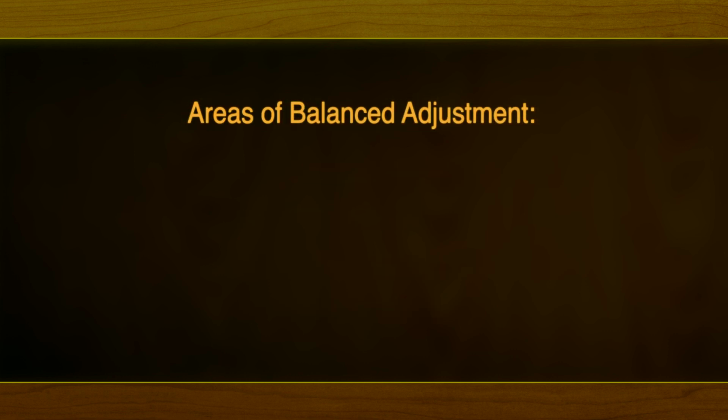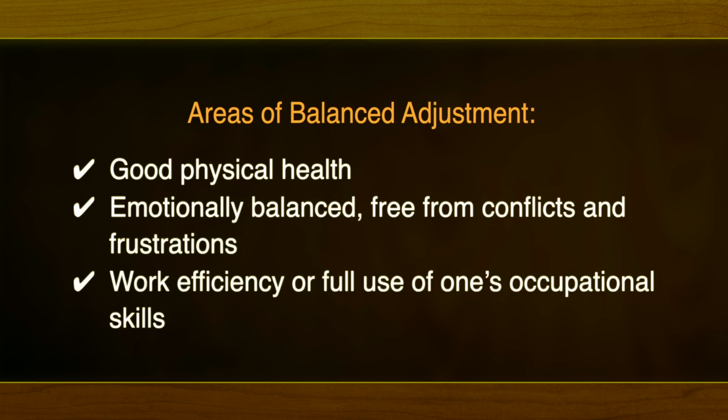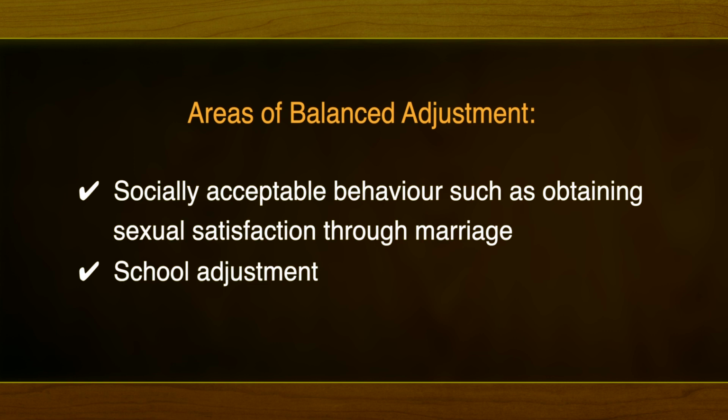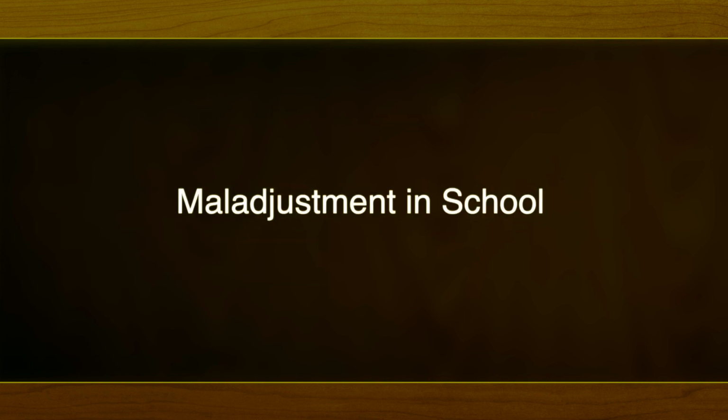Now, areas of balanced adjustment. Good physical health. Emotionally balanced, free from conflicts and frustrations. Work efficiency, or full use of one's occupational skills. Socially acceptable behavior such as obtaining sexual satisfaction through marriage. School adjustment. Now, what is the maladjustment in school?